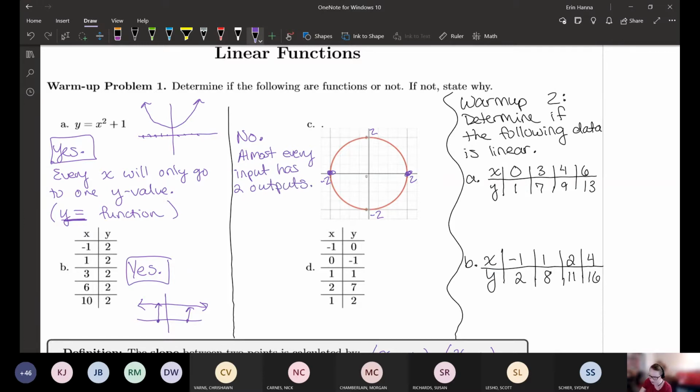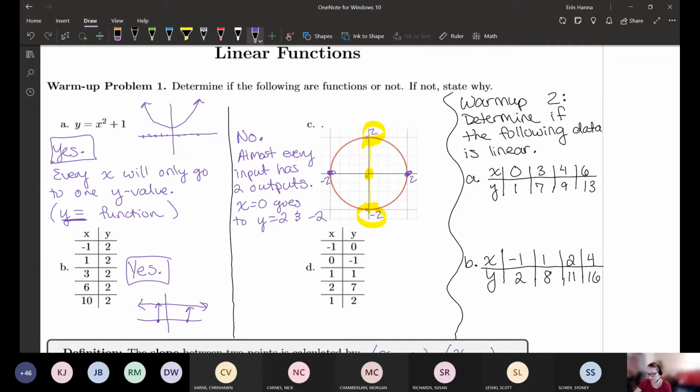Let's get an example. Let's say, for instance, x equals 0. It is here, but it goes up to 2 and down to -2. It's got those two points on it. So that one point of x equals 0 goes to y equals 2 and -2. Since that one input goes to two outputs, we're not good.